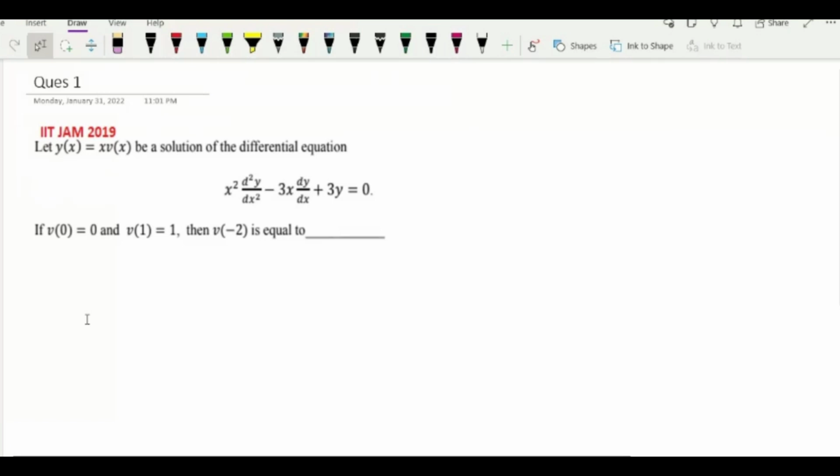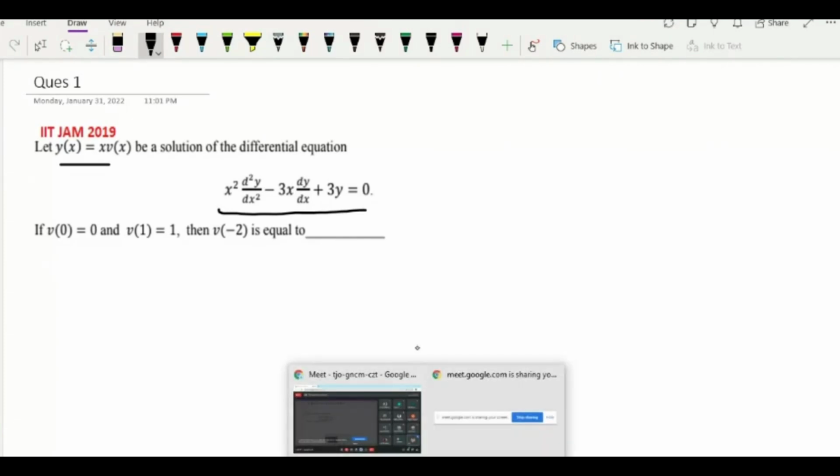So our first question is from IIT JAM 2019. Here we have: let y(x) equal to x into v(x) be the solution of this differential equation. If v(0) is equal to 0 and v(1) is equal to 1, then v(-2) is equal to what?